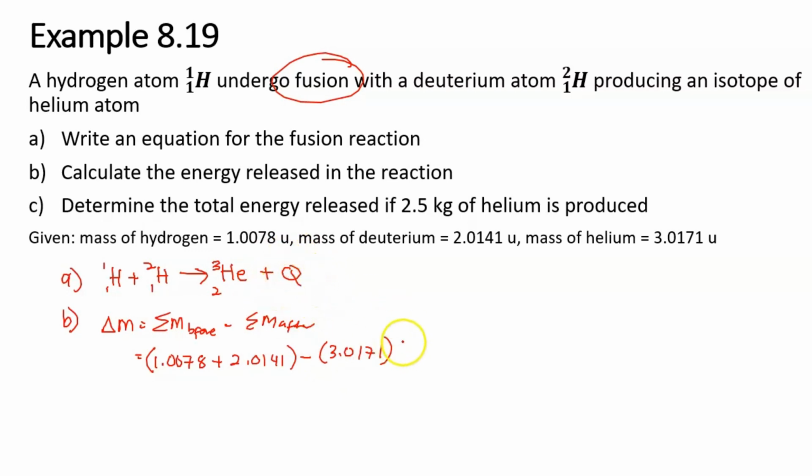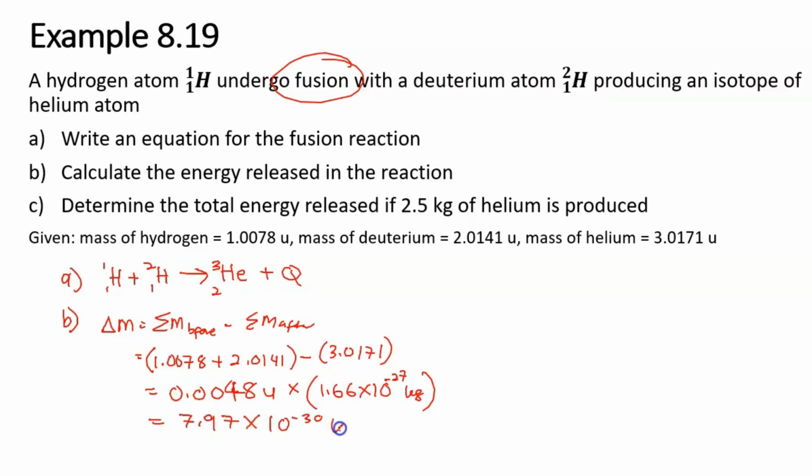So don't suddenly miss it. What is Q? Q is the energy release, or the E that we want to find later. If you don't write it, it's okay, but just to show that during this process there is energy release, which is Q. So delta M we will get 0.0048 U, which we then convert into kilogram by multiplying with 1.66 exponent negative 27 kilogram. Okay, you will get 7.97 exponent negative 30 kilogram.